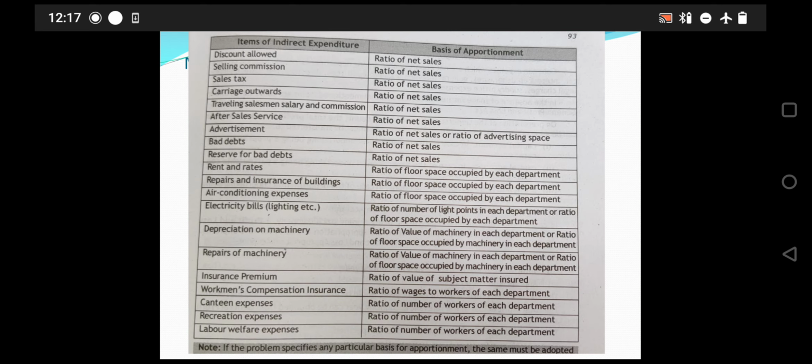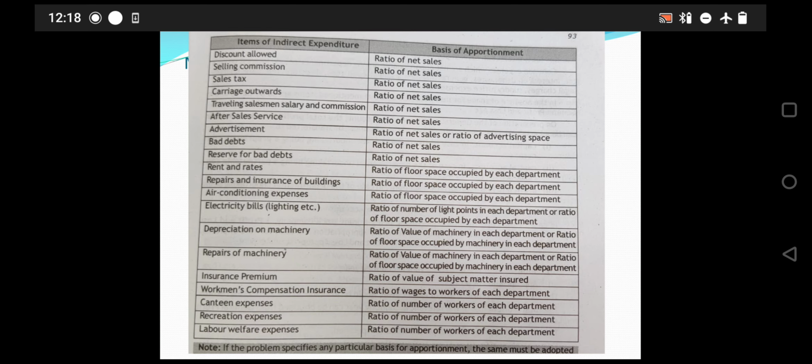Selling commission, again it is on net sales. Sales tax also on net sales. Carriage outwards also on net sales. Traveling salesman salary and commission also net sales. After sales service also on net sales. Advertisements also on net sales or on the basis of the ratio of advertising space. Bad debts also on the ratio of net sales. Reserve for bad debts also on the ratio of net sales, and so on.